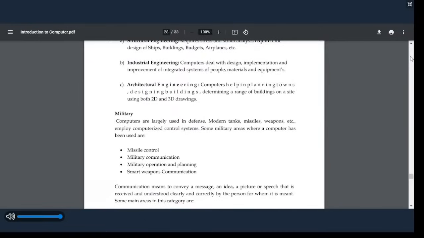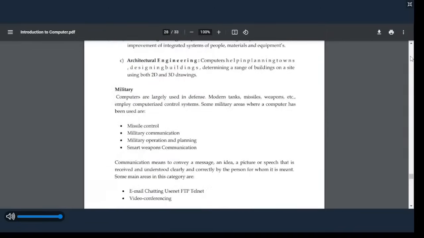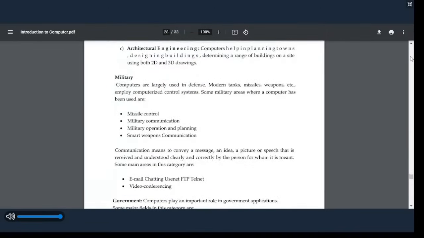Some military areas where a computer has been used are missile control, military communication, military operations and planning, and smart weapons. And you've seen that the US normally uses them in war. They bomb a place while they're in the US in the comfort of a room. So communication means to convey a message, an idea, a picture, or a speech that is received and understood clearly and correctly by the person for whom it is meant. Some main areas in this category are email, chatting, Usenet, file transfer protocol, telnet, and video conferencing.